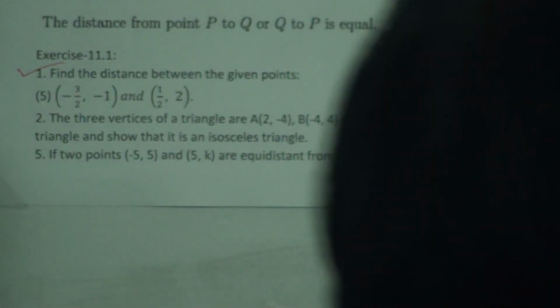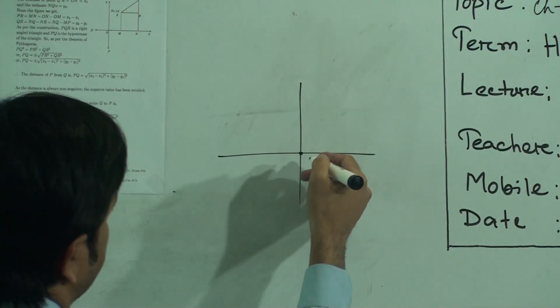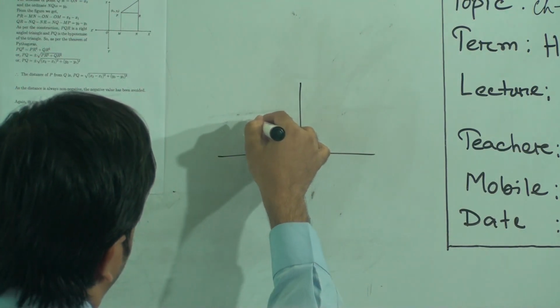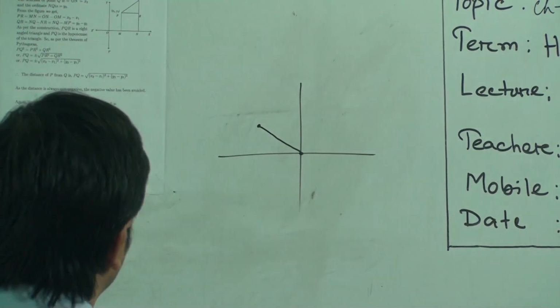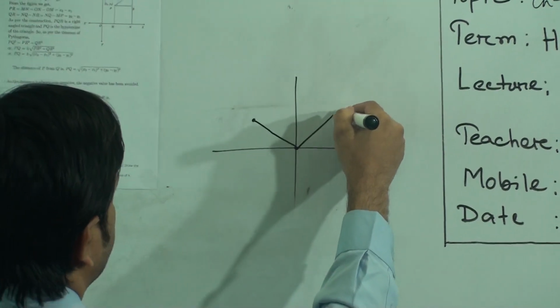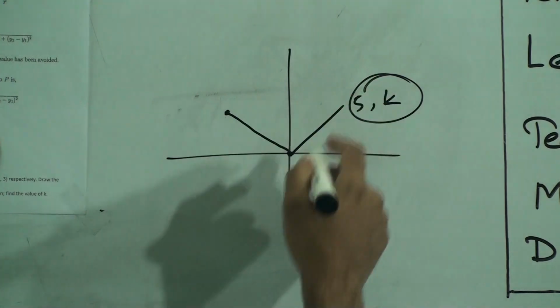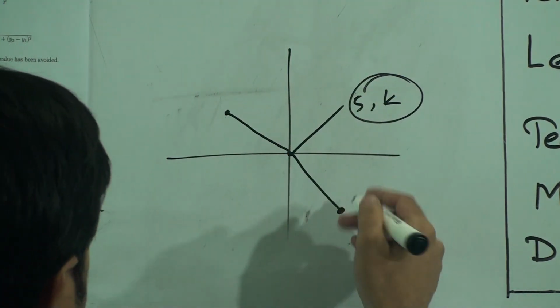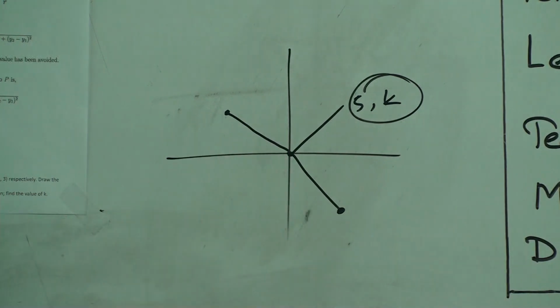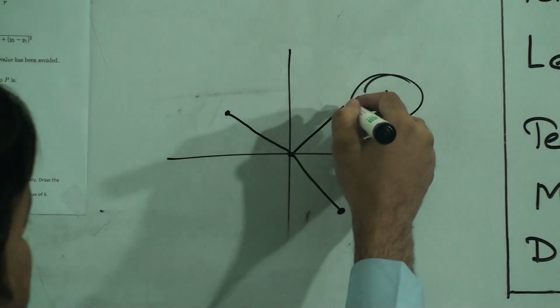So try to understand the figure at first. Suppose this is the origin. Here is a point minus 5, 5. So minus 5, 5 means this point. So this distance is equal to, if any point 5, k, if these two distances are same, it may be here also, in this quadrant or this quadrant. This may lie as 5 is positive here. Okay, it may lie here or here.